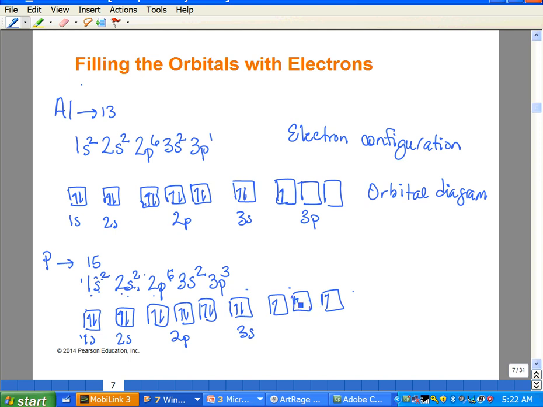And we did not put them like this. That would be wrong because we have to put them in singly before we go back and double them up. We also didn't put them like that because the spins have to be opposite. So that's the basics on using the rules to do an electron configuration and draw orbital diagrams.